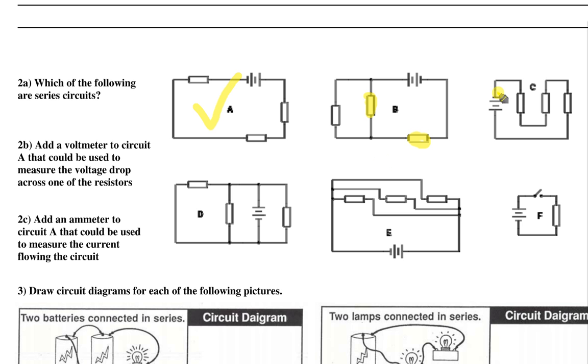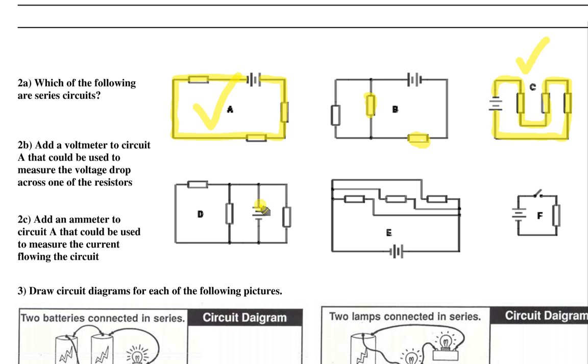C, if we follow this, we can follow a single pathway around. So we're going through one resistor, through the next one. Doesn't really matter which way around we go. Through the next one, we've got a single pathway. So yes, again, we could say this one is a series circuit. So if you can trace round in one go and cover the entire circuit, then it must be series.